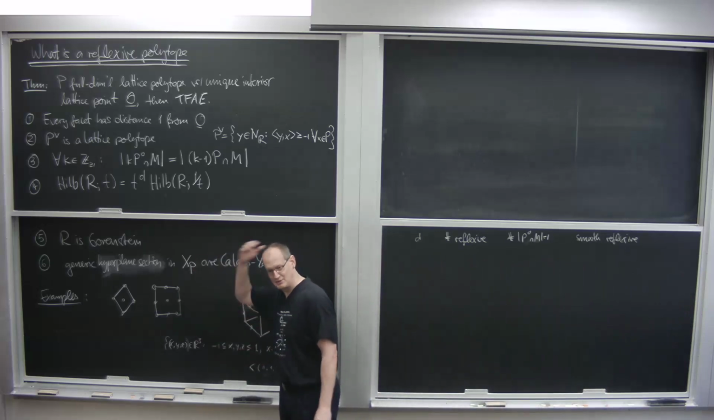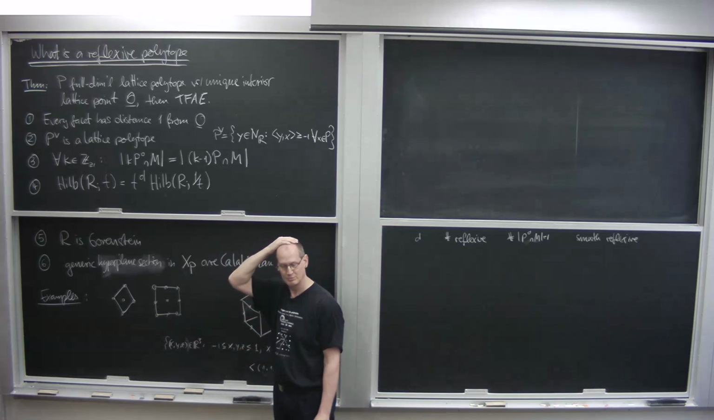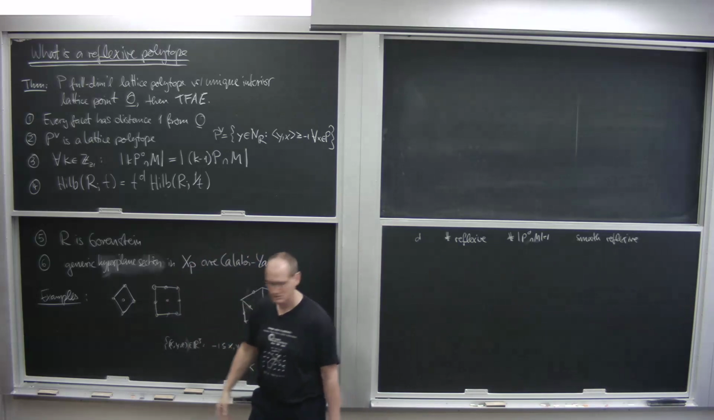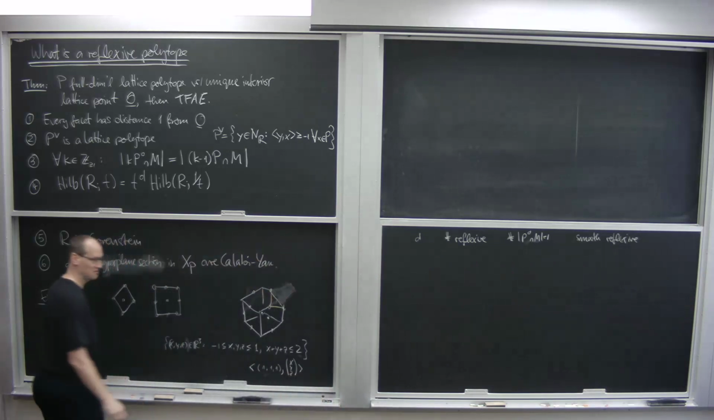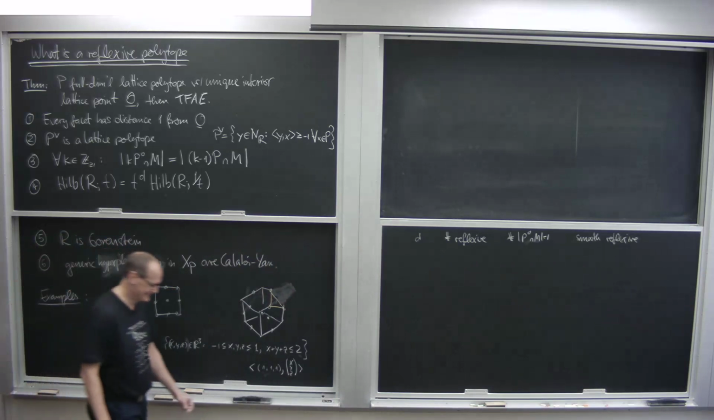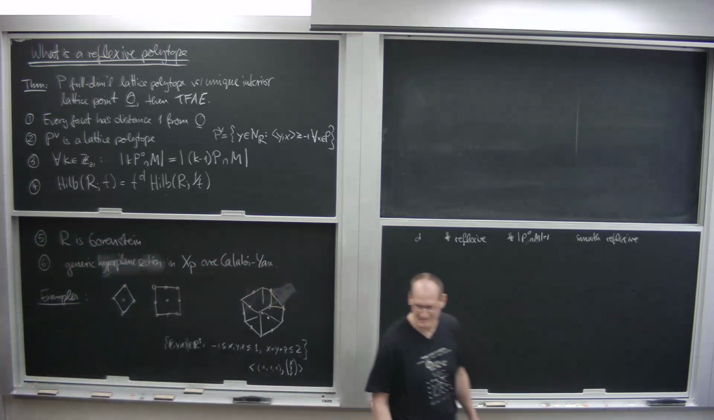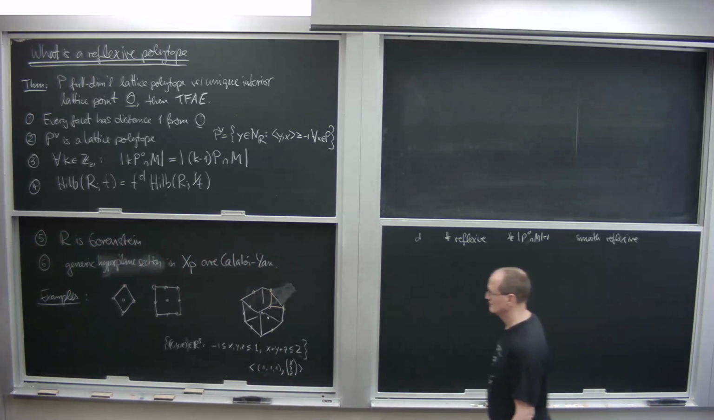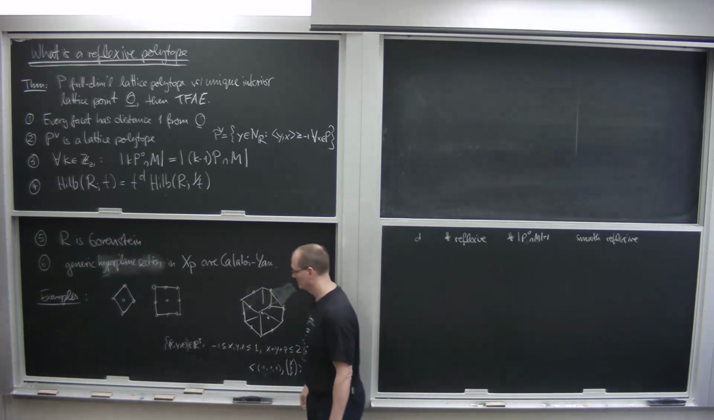I don't know. This is the second Veronese of the Segre embedding of P1 times P1. And this one, I don't know. Does it have a name? I was wondering what the relations are, like what the ideal looks like or something like that, but it's okay if you don't know off the top of your head.